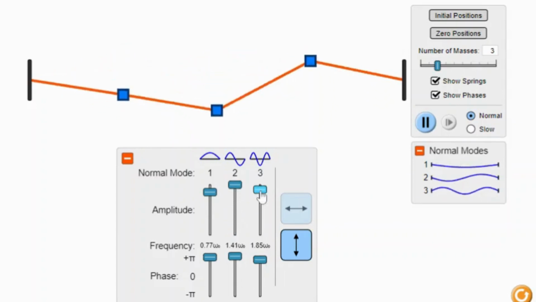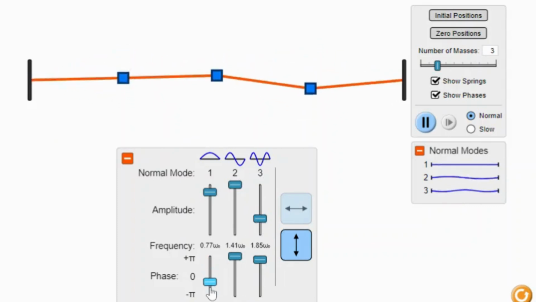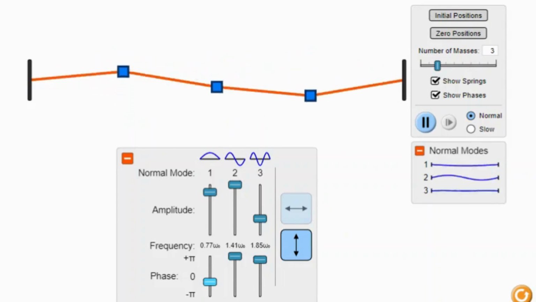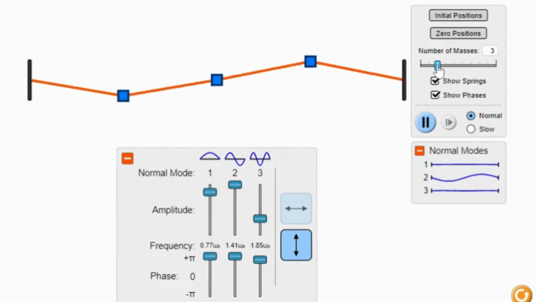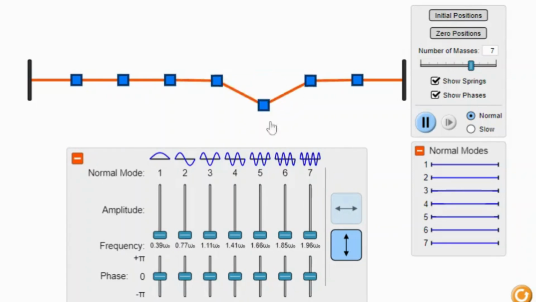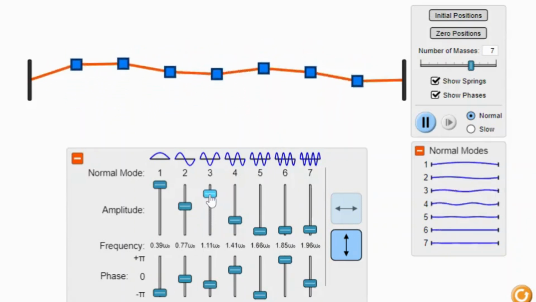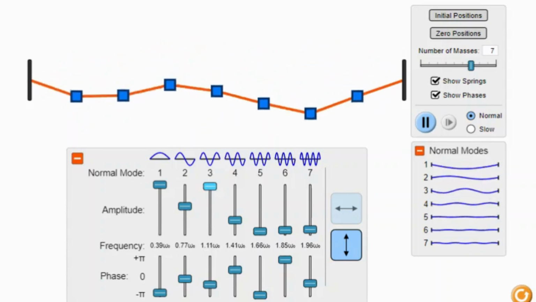The frequency of a normal mode is the number of oscillations the system completes per unit of time, typically measured in hertz. Each normal mode has a unique frequency, which is determined by the physical properties of the system, such as its mass, stiffness, and boundary conditions. The frequency of a normal mode is a crucial parameter because it defines the rate at which the system oscillates.